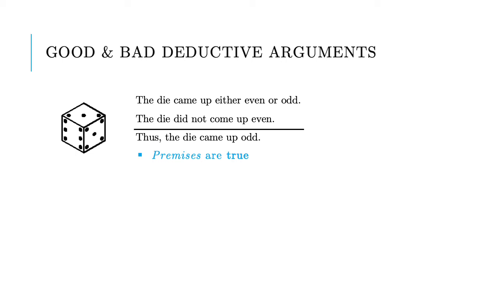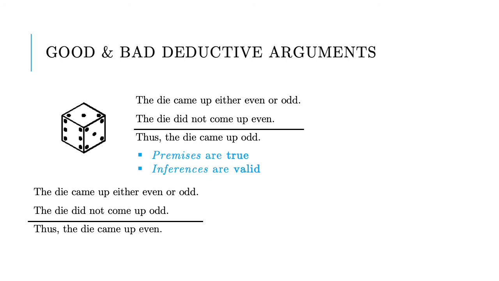Now, we can look at the inference and notice that indeed, once we have shown that the die did not come up even and combine that with the fact that it either came up even or odd, it is valid to infer it came up odd. So here the inference is valid and the premises are true.